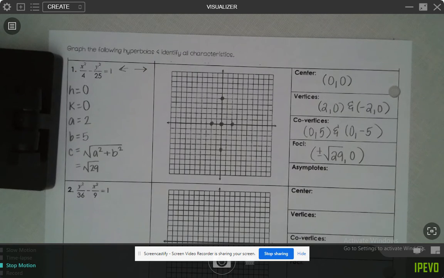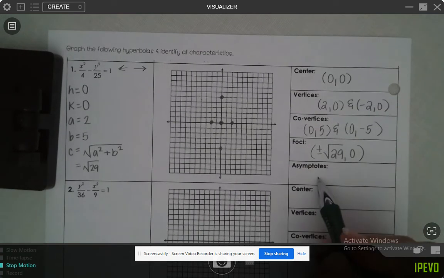You're clearly not going to graph that, right? Somewhere in between 5 and 6. Probably closer to like 5.3-ish.